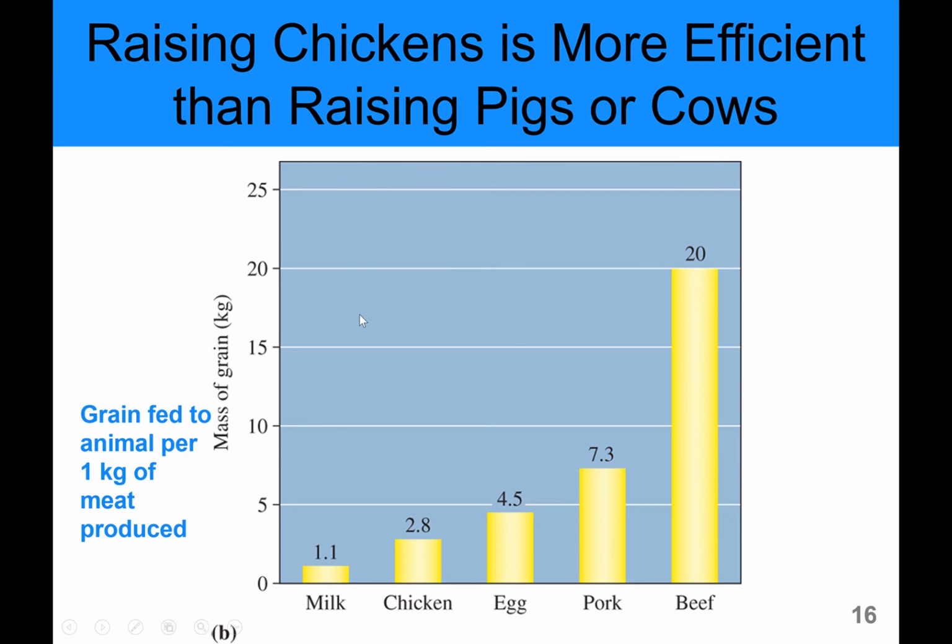So we saw before in chapter 11 that to make 1 kilogram of meat, chickens, compared to pork and beef, take way less food. So this is chickens, pork, and beef. And it takes way more food to grow 1 kilogram of pork or beef meat compared to chickens. Why are they so efficient?